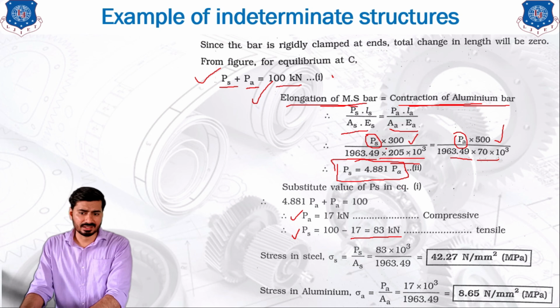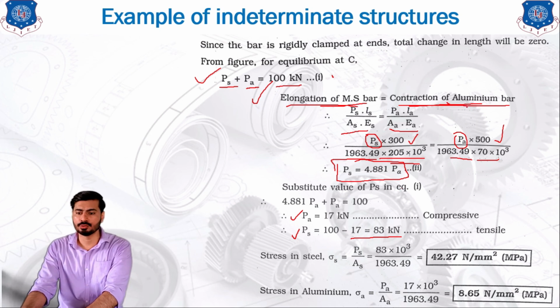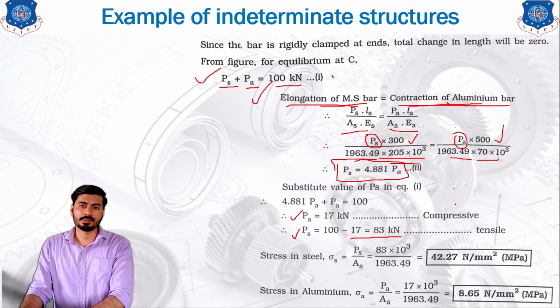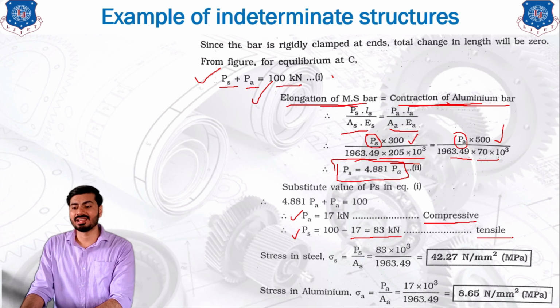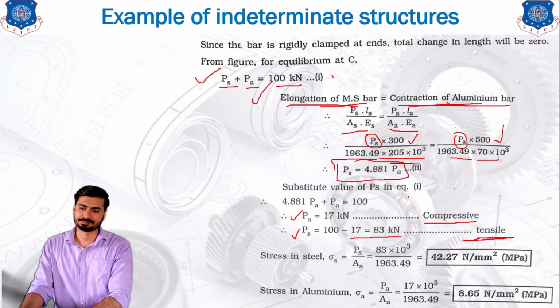We have taken the contraction of aluminum. So aluminum is getting compressed. That's why the nature of PA is compressive, and MS is getting elongated. That's why the nature of PS is tensile.